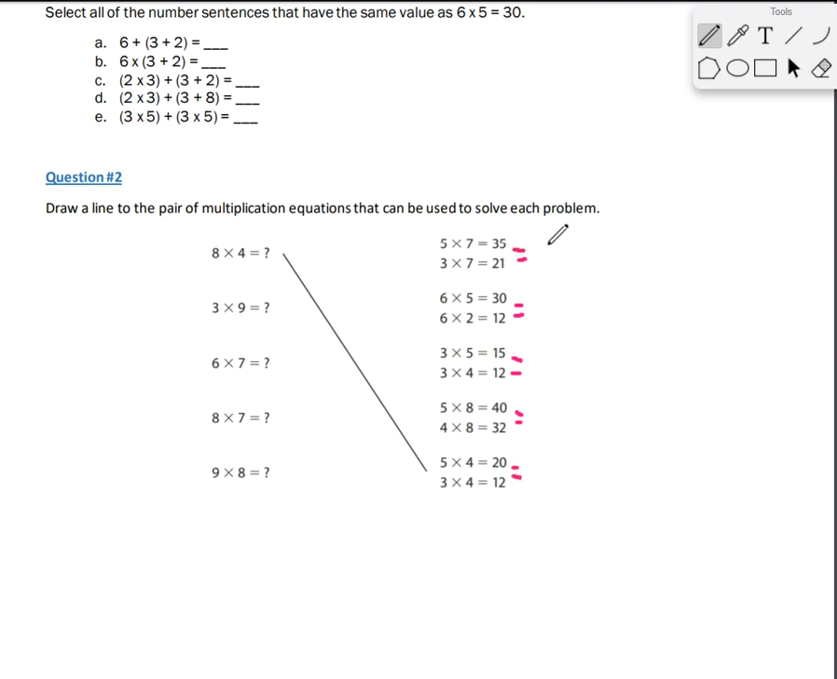All right, 35 plus 21, 1 plus 5 is 6, 2 plus 3 is 5, this is equal to 56. All right, 32 plus 12, 2 and 0 is 2, 1 and 3 is 4.